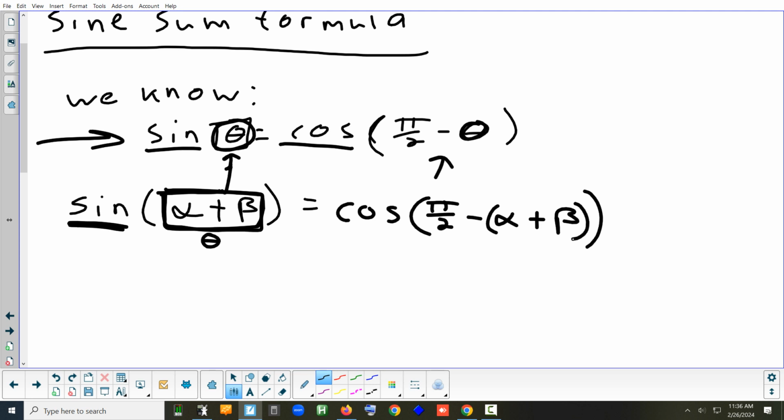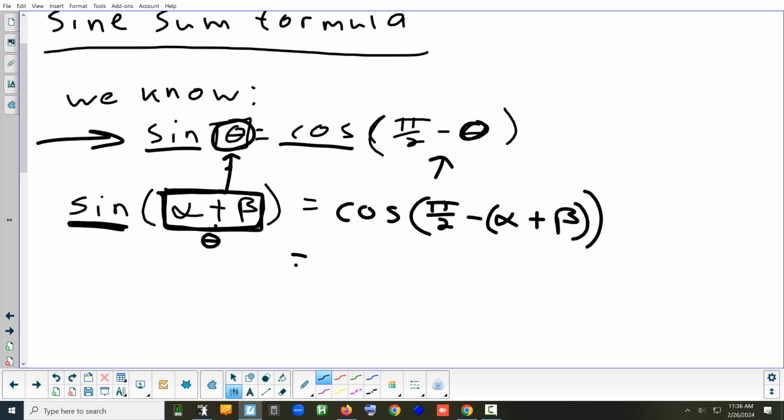Is there any question on how I got that part? It's pi over 2 minus the angle. I don't care what you want to call the angle: alpha plus beta, triangle, whatever you have there. Just put it after a minus sign. And that's how you change it to cosine.